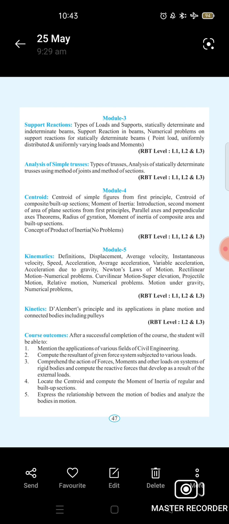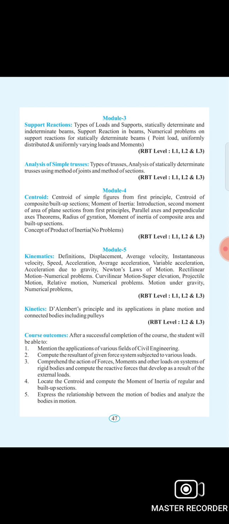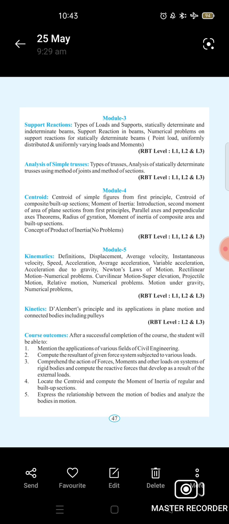Then coming to module 3, support reactions and trusses. The first chapter of module 3 is about support reactions. In the previous module we learned the types of forces. Next, in civil engineering, if you want to construct anything, there should be a horizontal structural member as well as a vertical structural member. A beam is a horizontal structural member, and a column is a vertical structural member.